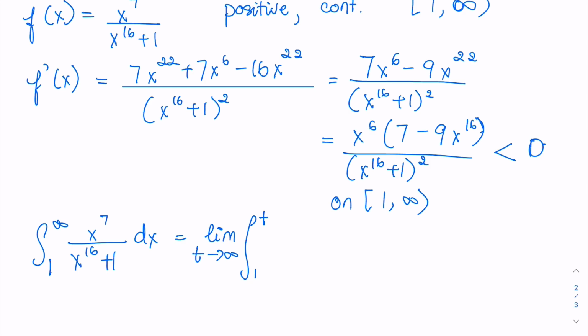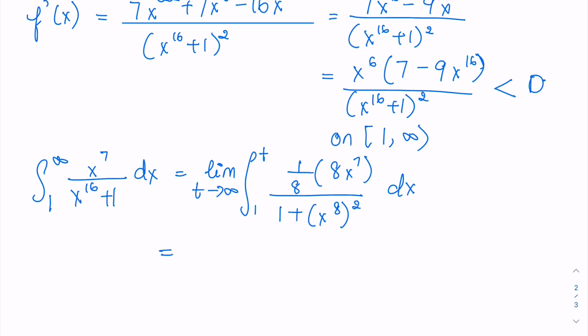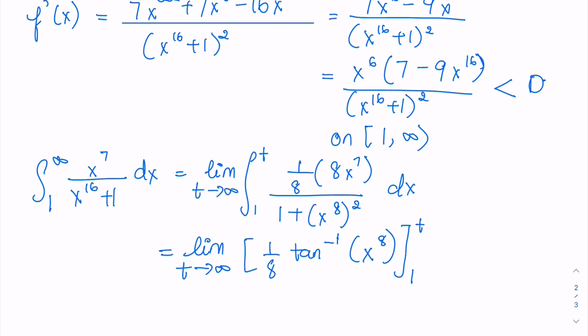All right, I'm going to rewrite the function a little bit. Hopefully you can recognize that this is the arctangent, with x to the 8 squared in the denominator, dx. If you're using my cheat sheet, you will see that this is just arctangent. So I have the limit as t goes to infinity. I take out 1/8. Arctangent of x to the 8 power, and we want to evaluate from 1 to t.